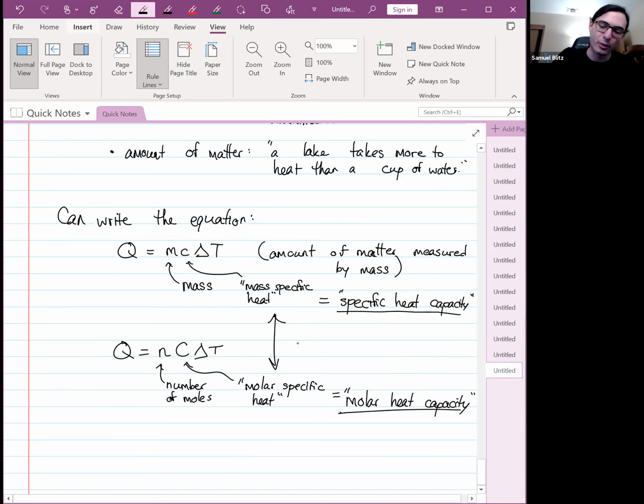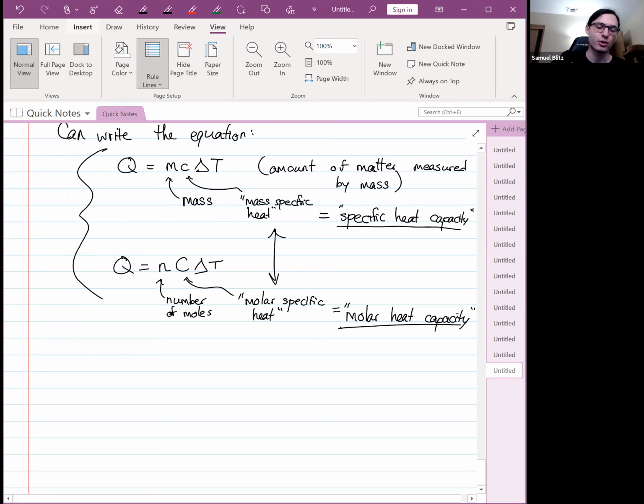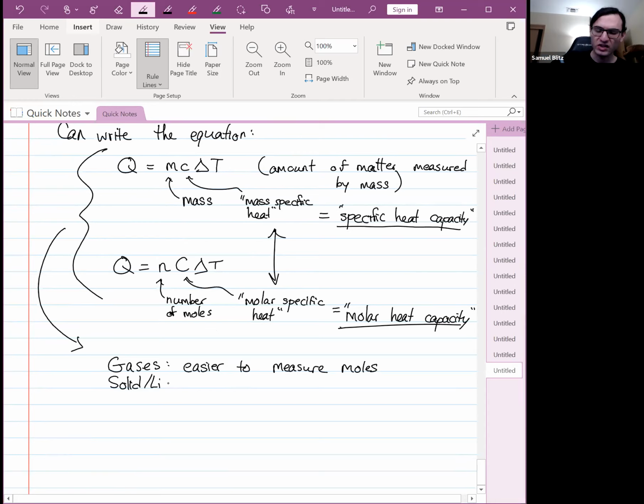Sorry about that. Oh, and by the way, in this case, the amount of matter is measured in moles. Now, you might ask, why do we have two to begin with? If they both do the same thing, they're just measured in different ways: one is measured in mass, one is measured in moles. Why might we have both? It turns out the reason we have both is because for gases, it's easier to measure the number of moles rather than the mass of a gas, whereas for a solid or liquid, it's easier to measure the mass.